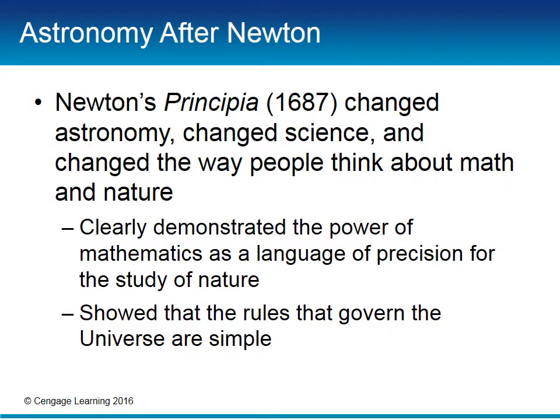Newton published Principia in 1687, and that changed astronomy, science, and it also changed the way people think about math and nature. It clearly demonstrated the power of mathematics as a language of precision for the study of nature. And it also showed that the rules that govern the universe are simple.